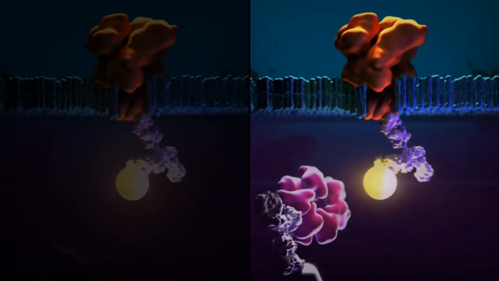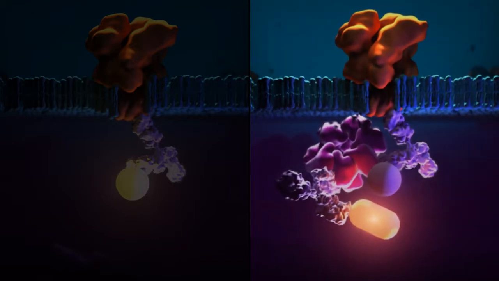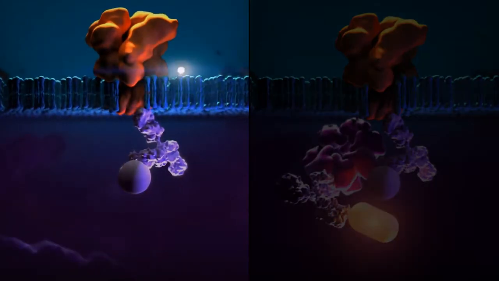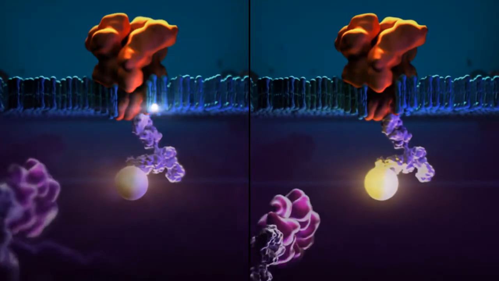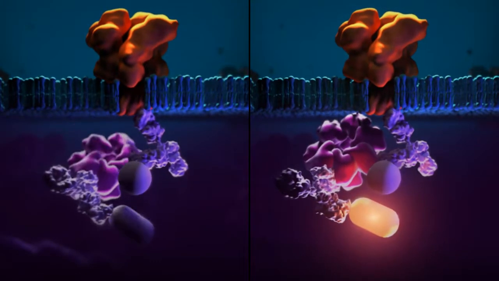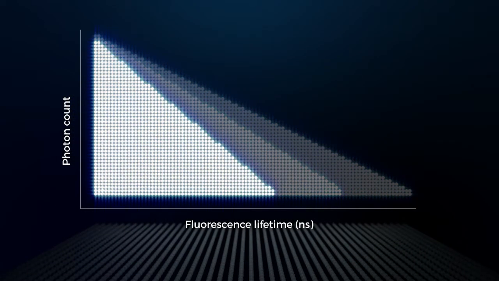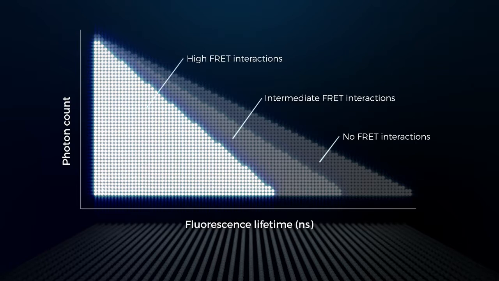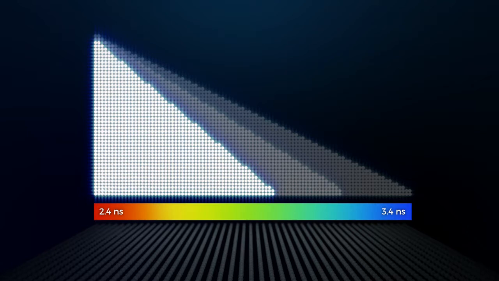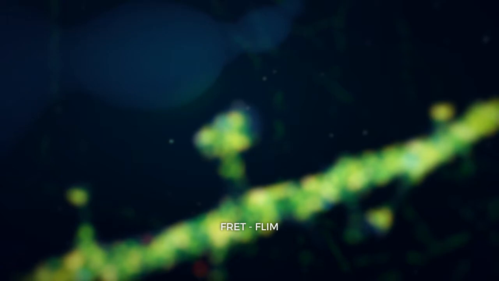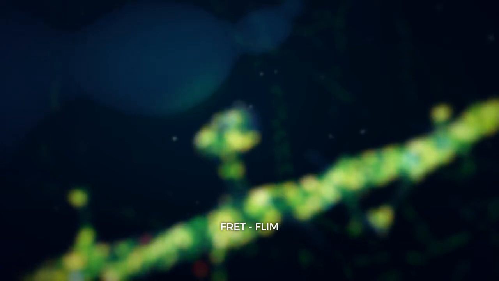When FRET occurs, the energy is transferred to the acceptor fluorophore instead of being released as a photon. Since FRET is more likely to occur for donor fluorophores with longer lifetimes, the fluorescence lifetime of the population is shortened during molecular interactions. This allows FLIM to accurately quantify FRET by measuring the decrease in fluorescence lifetime. These lifetimes are color-coded according to their durations, and a false-colored image is then generated to map out the areas of protein interaction.